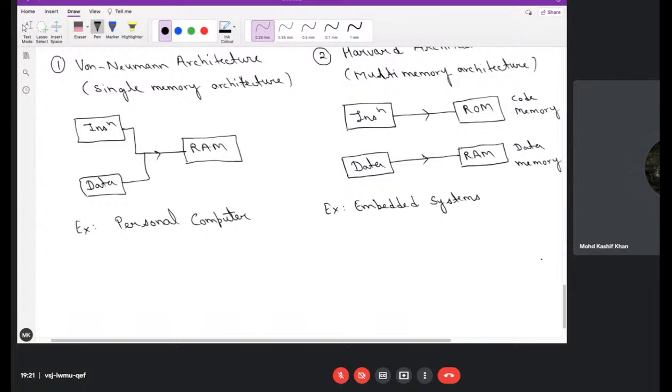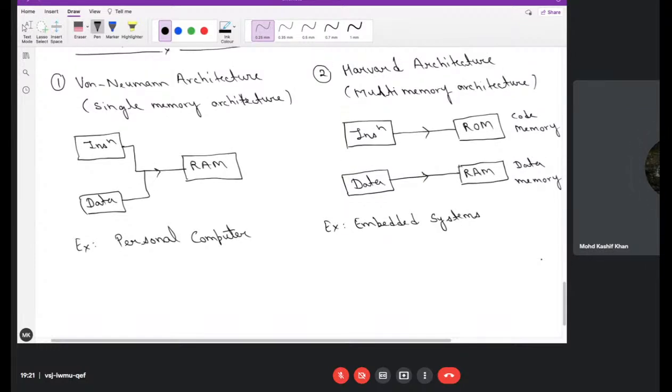Okay, are both the architectures clear to all of you, von Neumann architecture and Harvard architecture? Always remember, sometimes in the GATE exam, they confuse you with the words single memory and multi-memory. Von Neumann means single memory architecture because in the RAM only, both instruction and data are present. Harvard architecture is multi-memory because both ROM and RAM are used. Instruction is in ROM and data is in RAM.